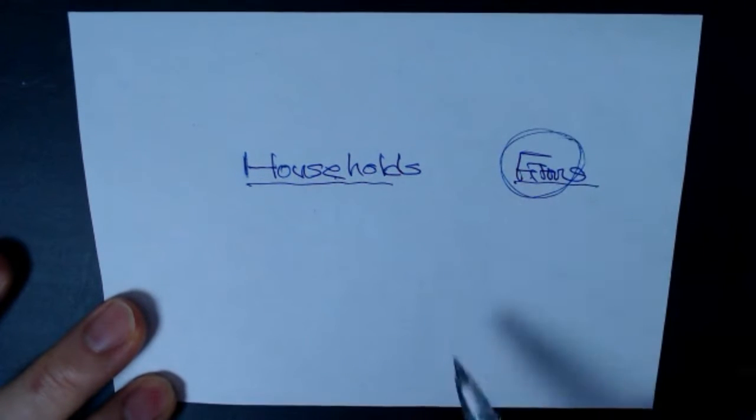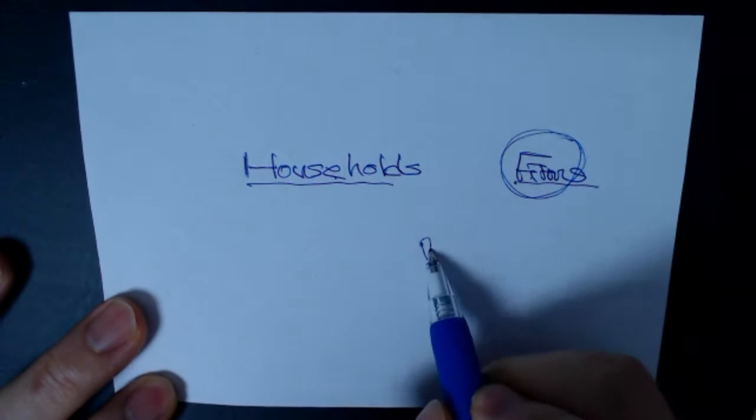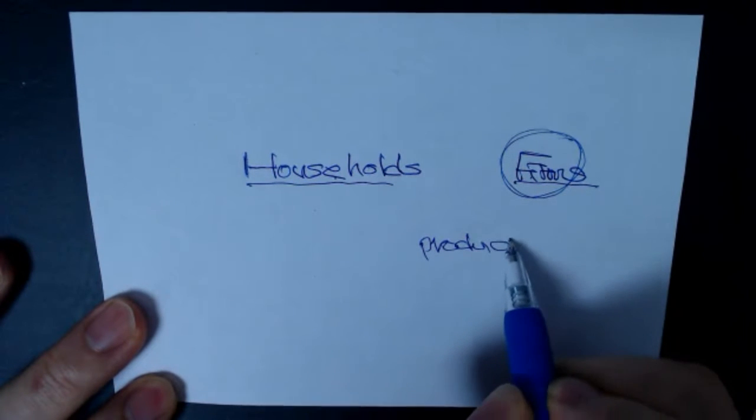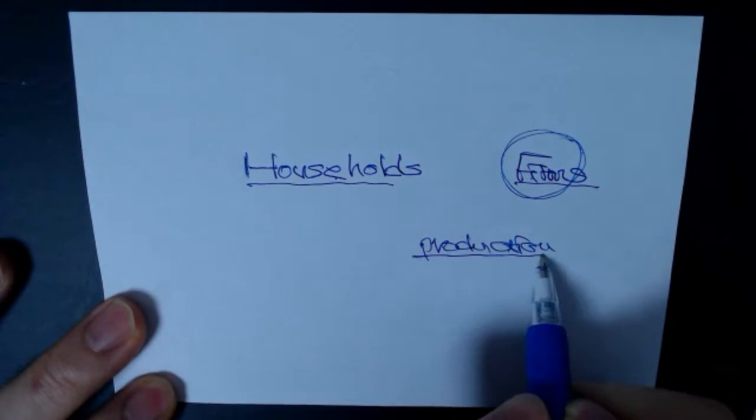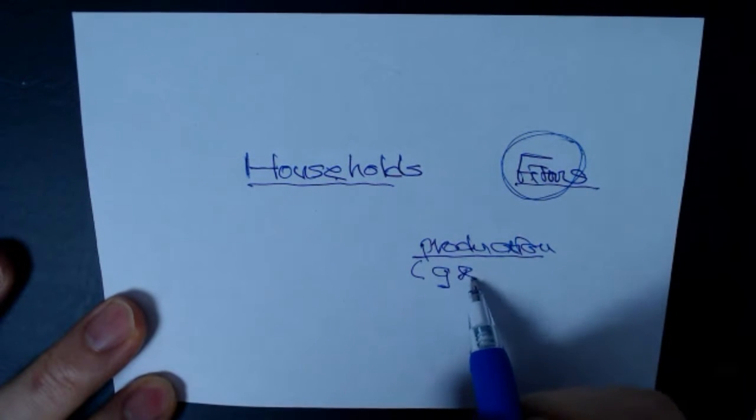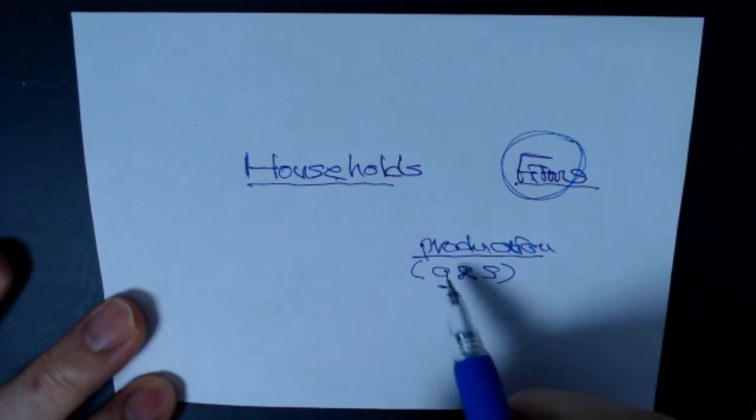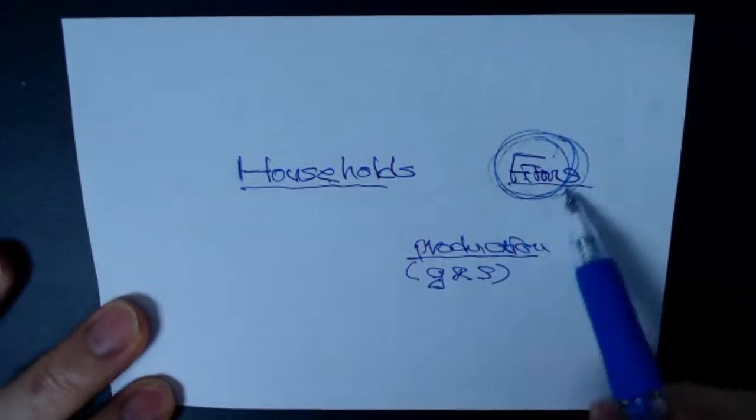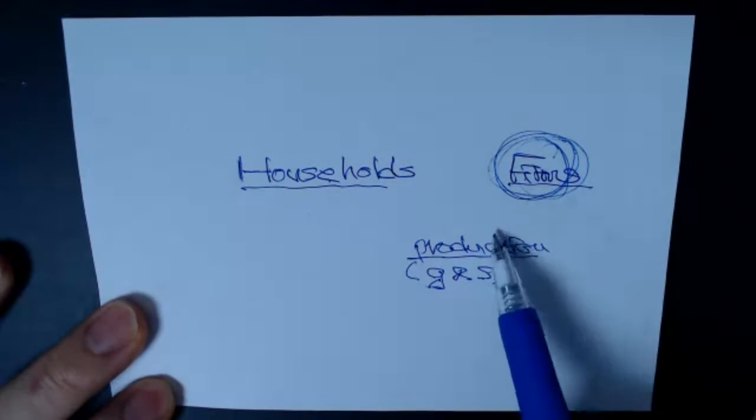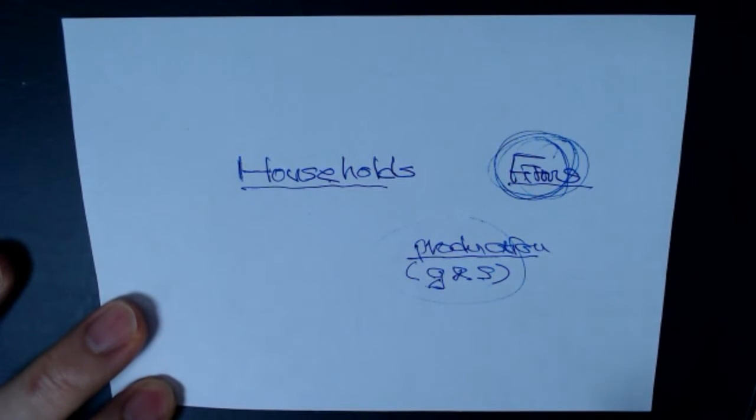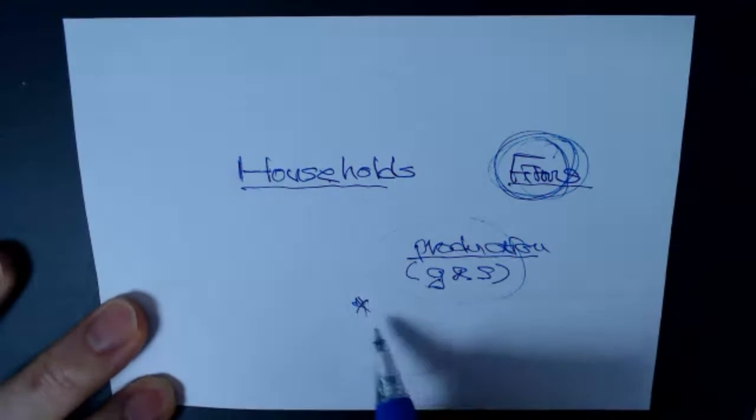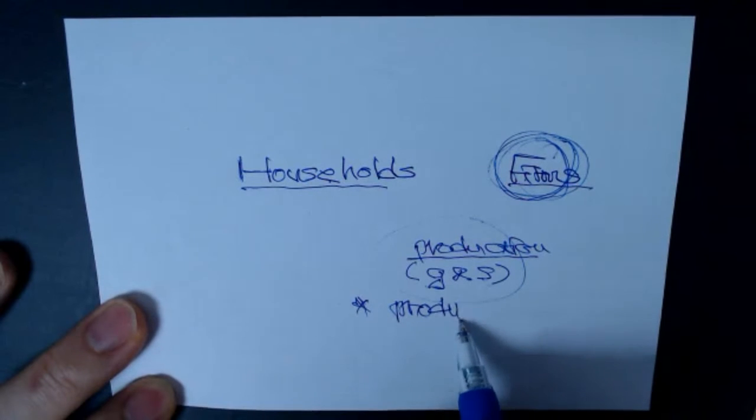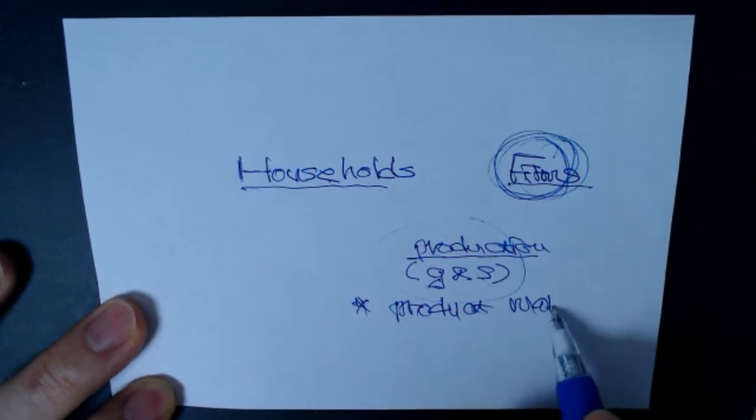We know that the main job of firms is production. What do they produce? Goods and services. When I write G and S, it means goods and services. So firms produce goods and services and they sell them in the market. This one we call the product market. So we have an idea about the product market already.